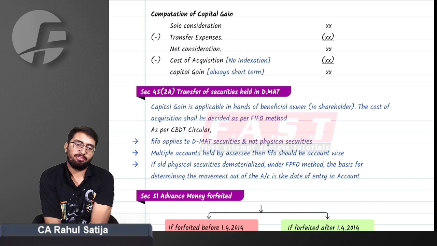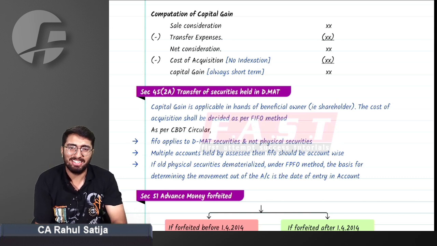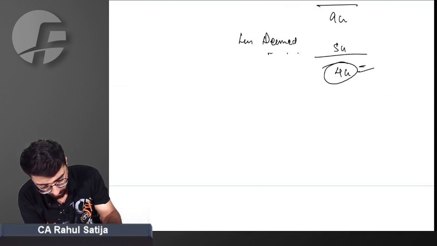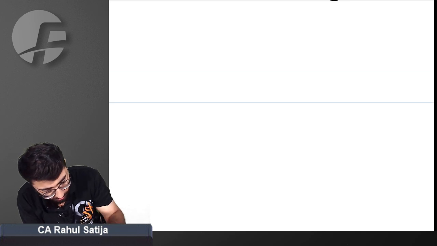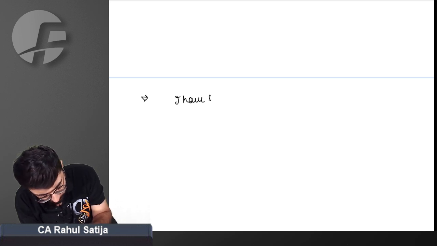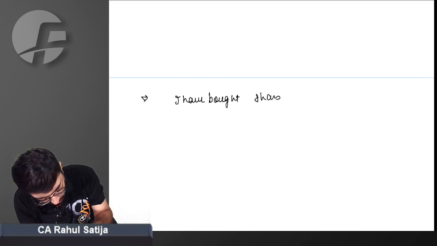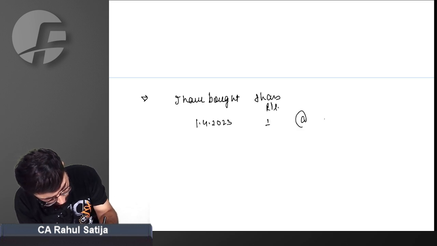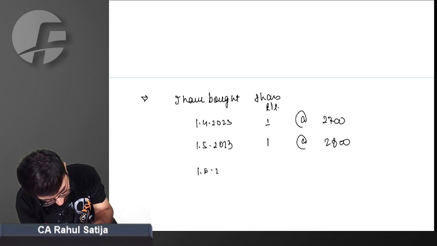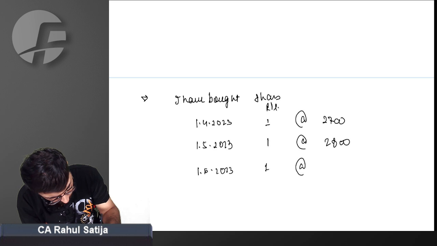Transfer of securities held in demat form. What is meant by that? Sir, let us understand this with an example. I have bought shares on 1st April 2023: Reliance, one share at rupees 2700. On 1st May 2023, one share at rupees 2800. On 1st June 2023, one share at rupees 2900.